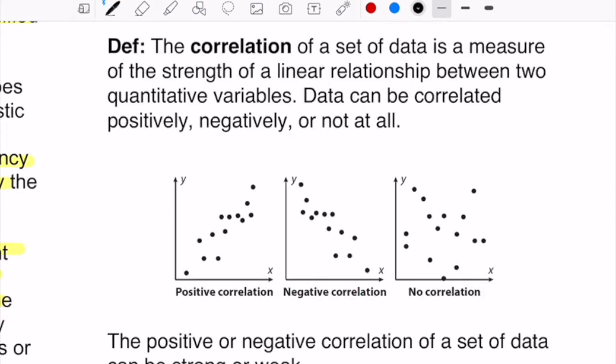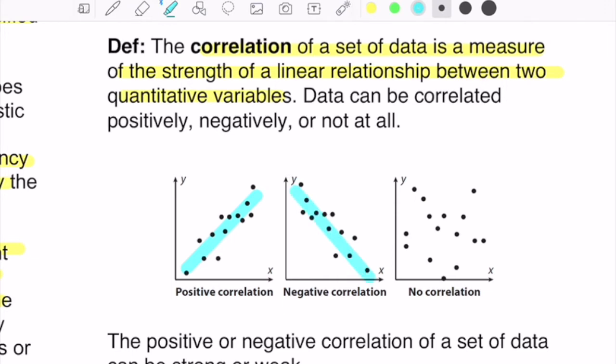All right, moving on to the next part of the notes. So a correlation of a set of data is a measure of the strength of a linear relationship between the variables. And so it says that data can be correlated positively. So you can see here the line would look like it was going up, the line that goes through the points on the scatter plot. Here it can be correlated negatively. So again, a line drawn through the points would look like it was going down.